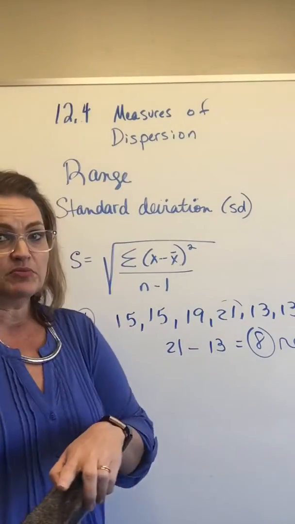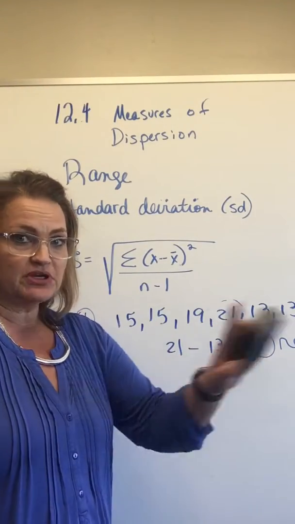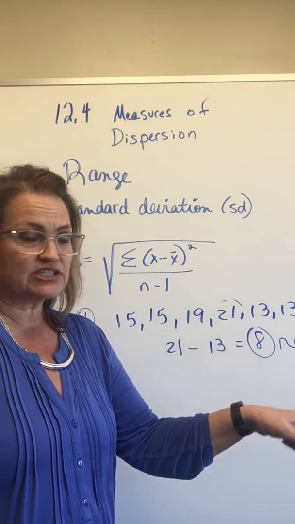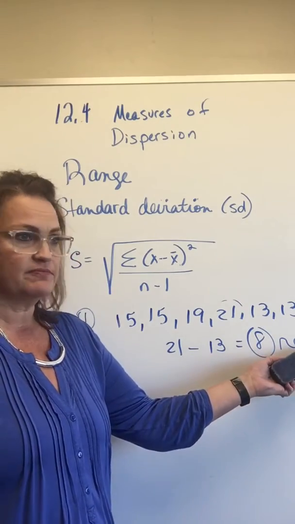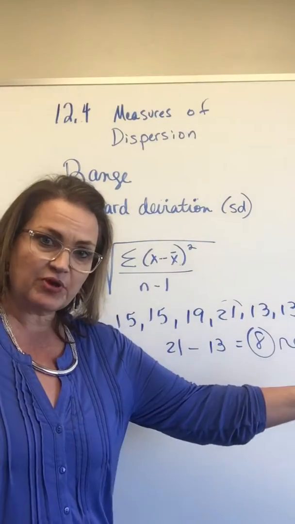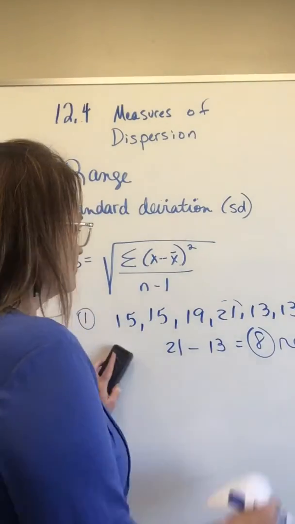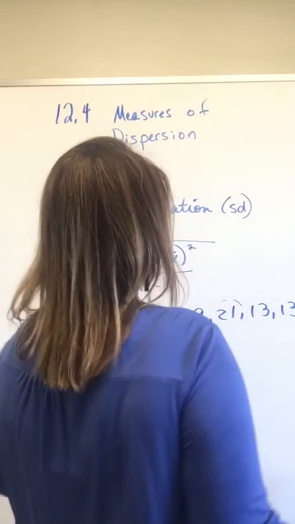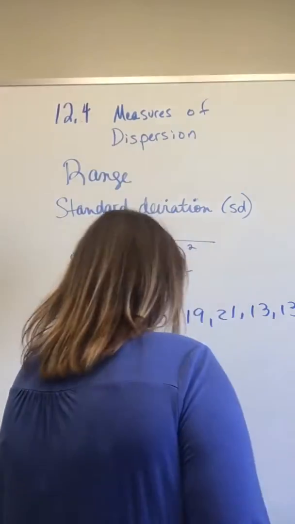And again, remember, range is different than mid-range. Mid-range was an average in the last section. In this chapter, we do spread of the data. The largest number minus the smallest number is the spread, the range of values. So there's 8 in our spread. Okay, then the hard one.